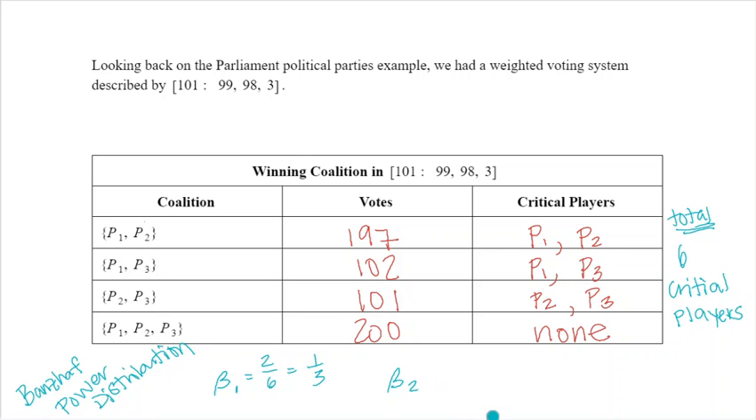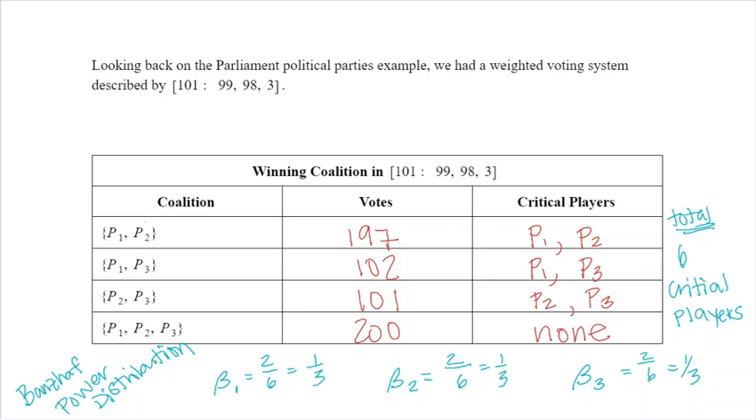What about for player 2? How many times is player 2 a critical player? 2 times out of 6, which is 1/3. And player 3 is critical 2 times out of 6, or 1/3. So all 3 of these political parties have equal power, which is what we talked through on the previous slide.